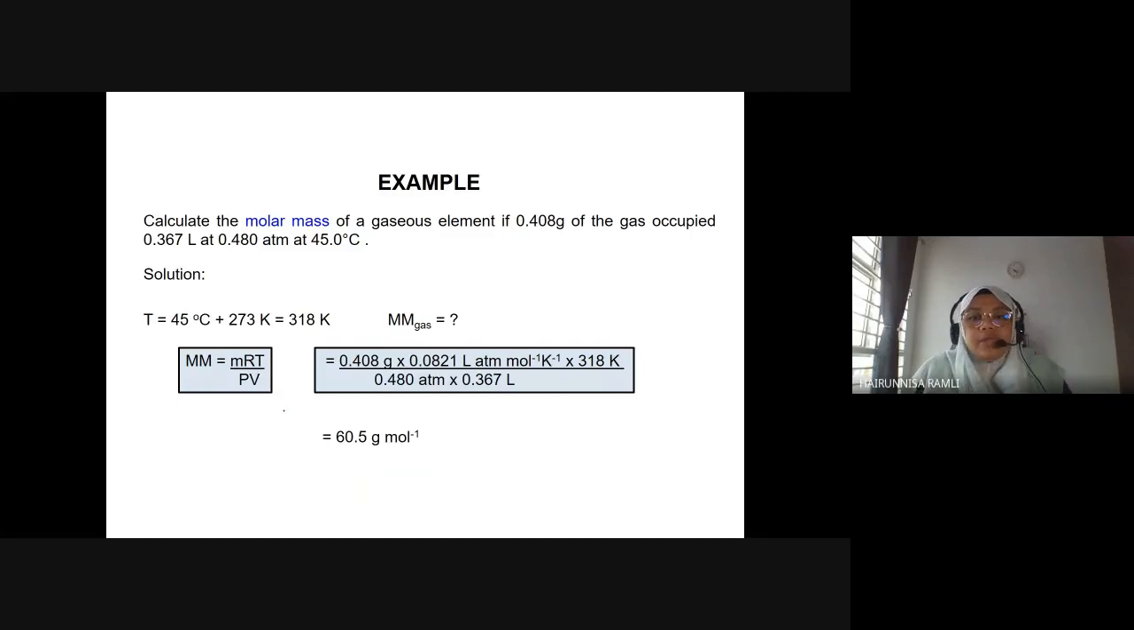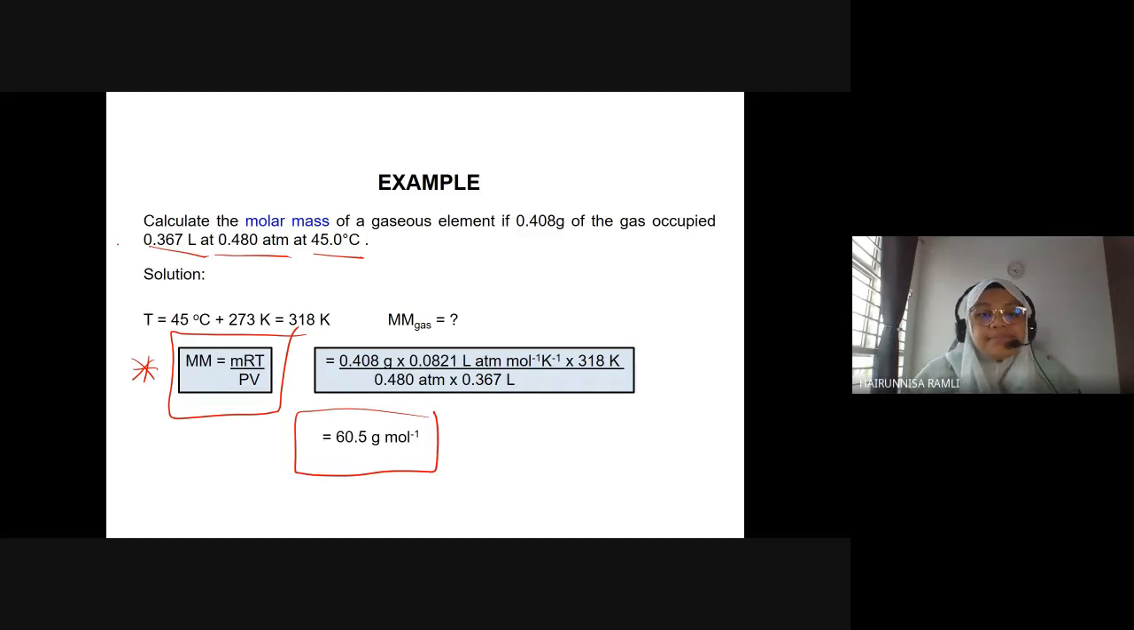Okay, macam contoh kat sini, calculate the molar mass of gases. Element, if 0.408 gram of the gas occupied. So dia bagi volume, pressure and temperature. Dia nak molar mass. So kalau you tahu, you boleh straight away terus dapat, guna cara ni, molar mass, terus je masukkan the value lah, mass RT over PV. So you straight away dapat molar mass.